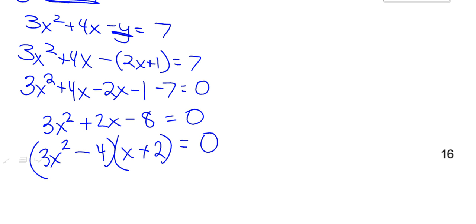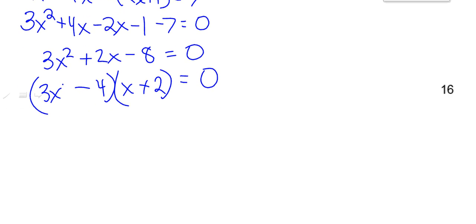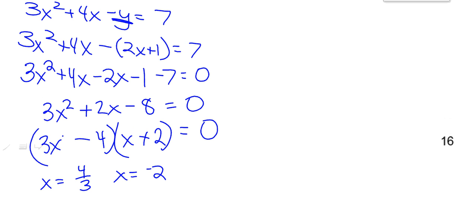Oh, I'm sorry. I don't know why I wrote x squared there. 3x and 3x squared has to be 3x and x. And when I FOIL that out in my head, 3x squared plus 6x minus 4x gives me 2x and minus 8. So x is 4/3 or x is -2. So I get those two values.